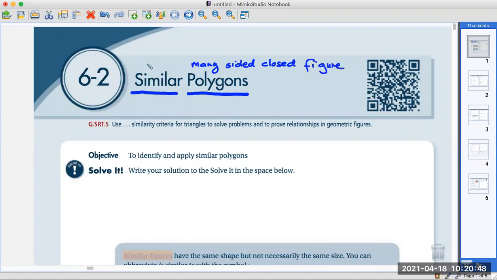The symbol for similar is a little tilde. This is called a tilde, and this means similar. The other one was congruent. Do you remember that one, congruent? We are not talking about congruency today, but we're talking about similar. All right. So this was earlier.